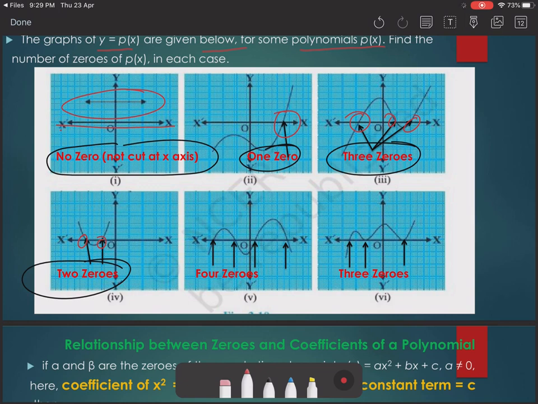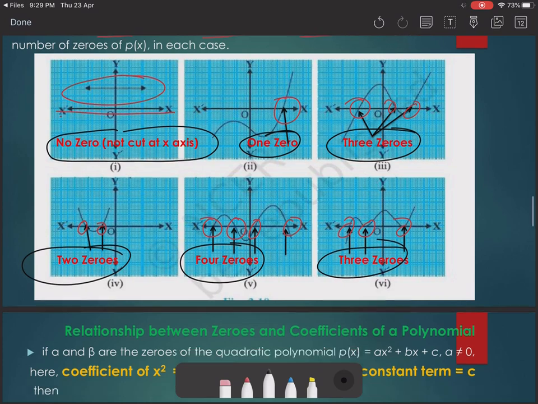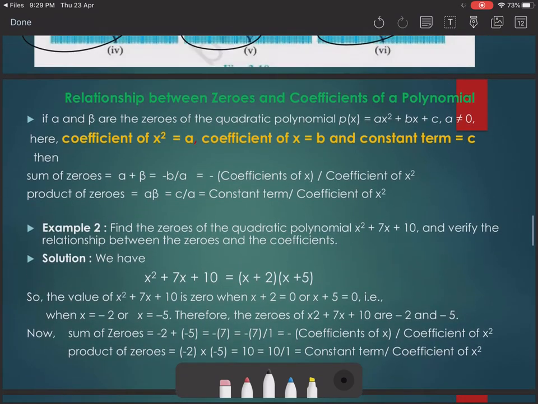Similarly, 1, 2, 3, 4 intersecting points at the x-axis, we get 4 zeros. And in this we have 1, 2 and 3 intersecting points at the x-axis, therefore this polynomial has 3 zeros. Clear?